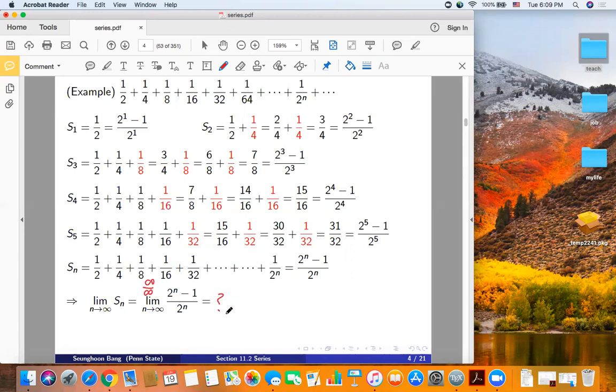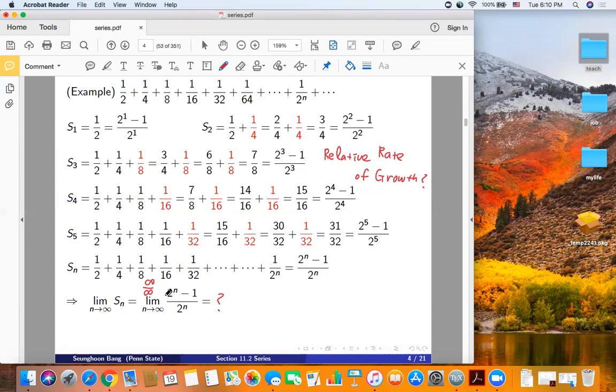Yes, L'Hopital's rule, you're right. Did you learn relative ratio growth? Do you know this one? Okay, good. So you can learn this kind of thing.